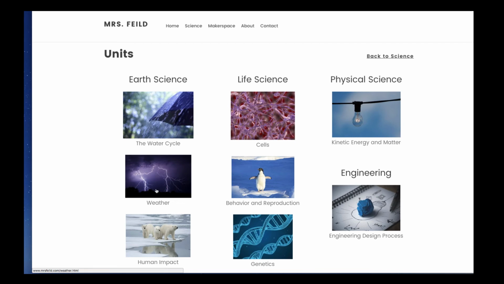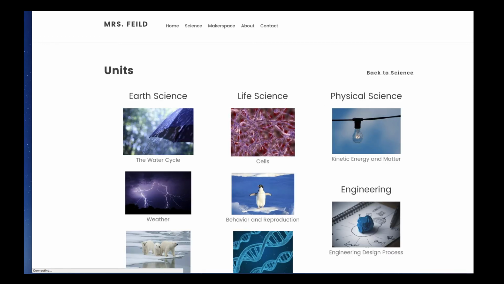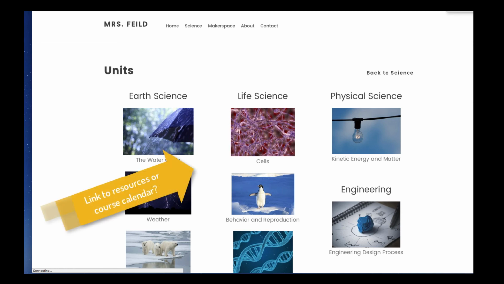Other student comments were regarding the unit page and noting that the images in the unit page were not all linked to anything. The unit pages are for specific course information and specific lesson information, and the building of each of those pages would require considerable time to map out the entire course. However, one possibility might be to link those images instead to a resource page with outside links, or perhaps to a course calendar to indicate when those particular units will be covered.